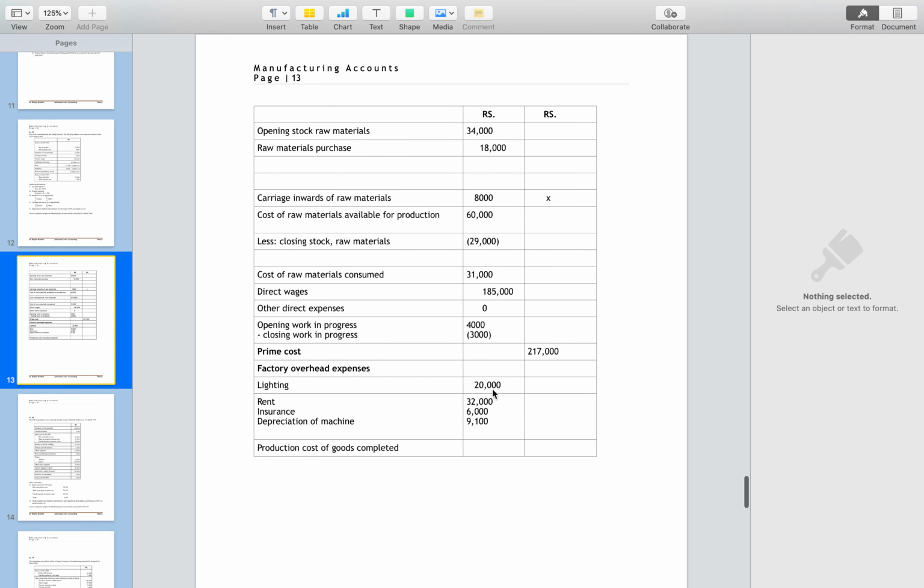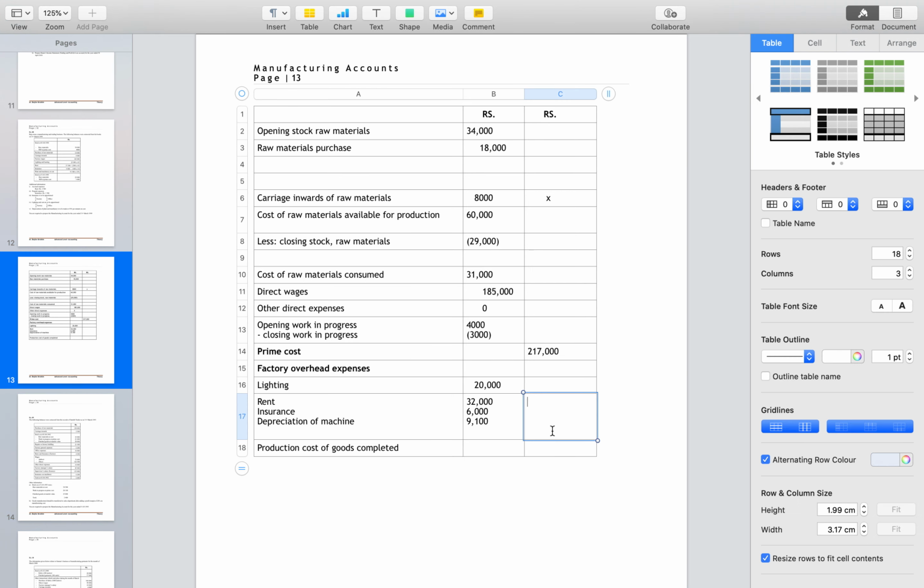Then guys, you add your overheads and take over here. So that will now be 67,100. You add these two and you mark it over here. Therefore our total production cost is now going to be 284,100. Okay, so again a quick summary on what we did.